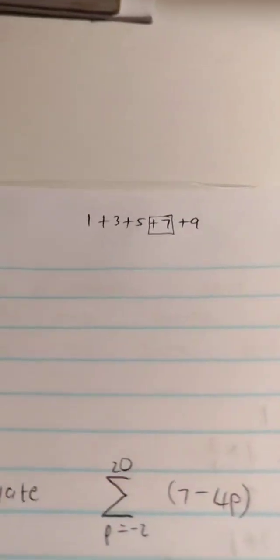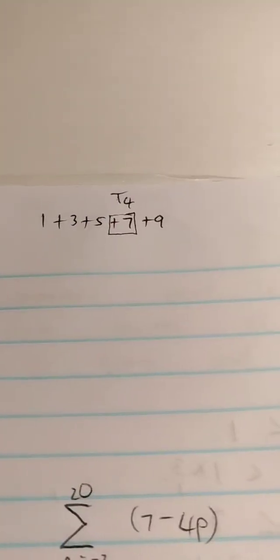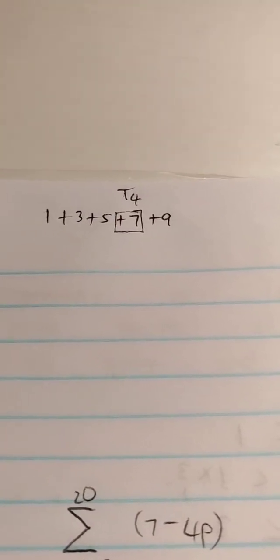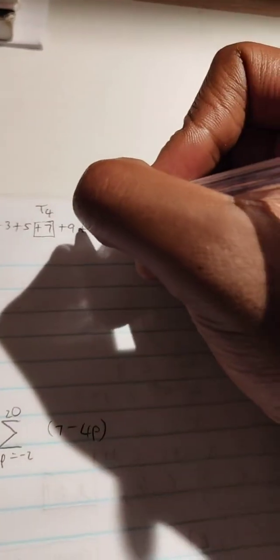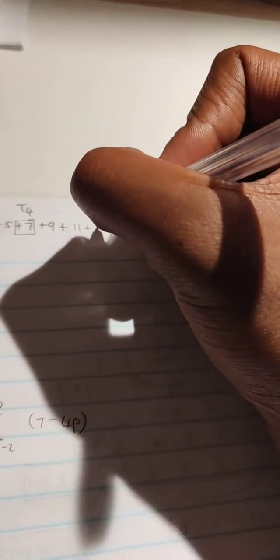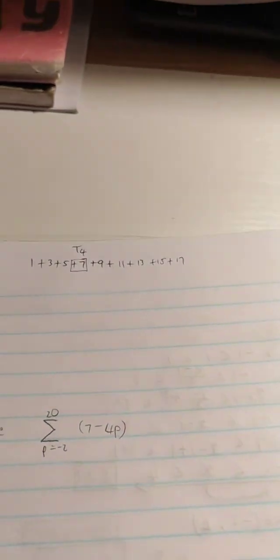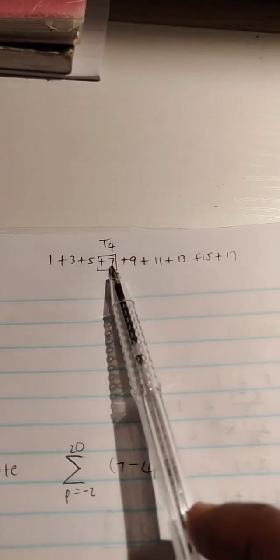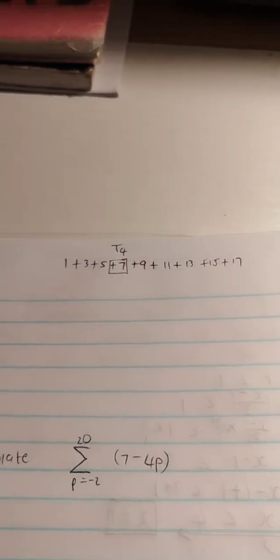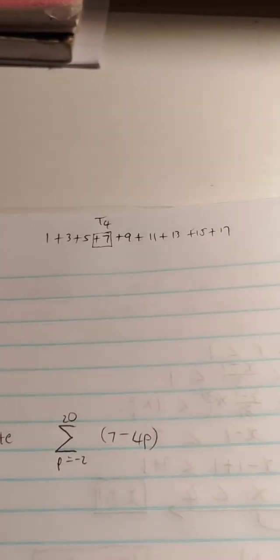Okay. Let's say I wanted term 4. If we look, actually let's extend this a little bit. 1, 3, 5, 7, 9, 11, 13, 15, 17, that is 1, 2, 3, 4, 5, 6, 7, 8, 9 terms. Okay. I think now it's a bit more nice.